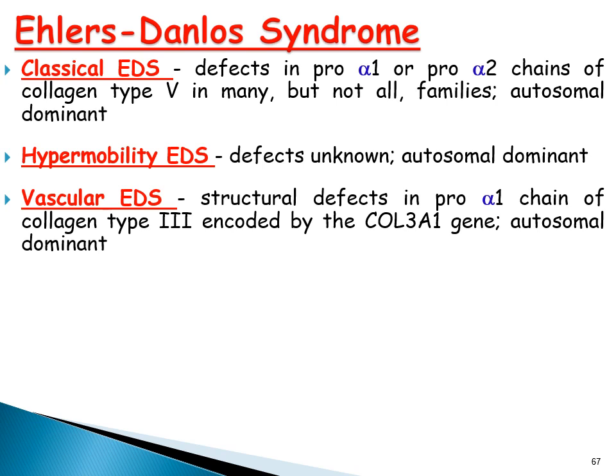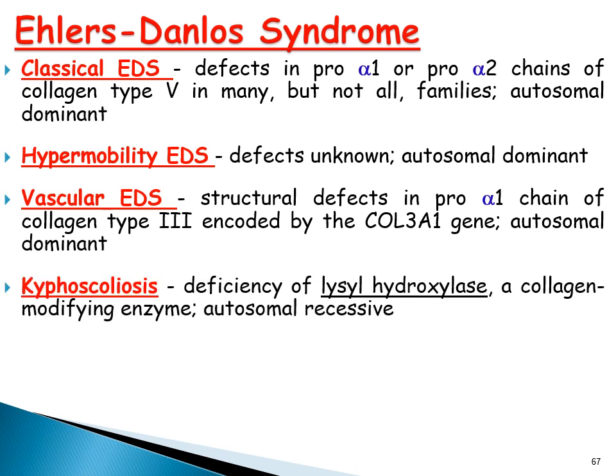Vascular EDS has a structural defect of the pro-alpha 1 chain of collagen type 3, encoded by the COL3A1 gene. This is important from the MCQ point of view. In the NEET exam, this MCQ has already been asked: which gene defect leads to vascular Ehlers-Danlos syndrome? That is called the COL3A1 gene. It is again an autosomal dominant condition. Kyphoscoliosis is due to deficiency of lysyl hydroxylase, a collagen modifying enzyme. It is an autosomal recessive condition.